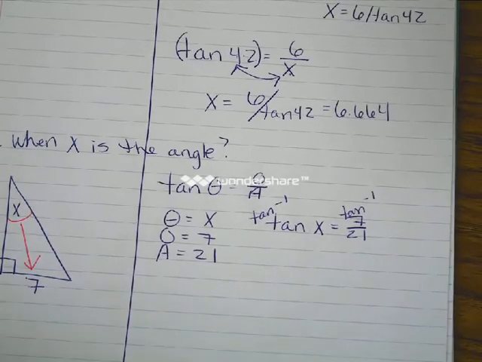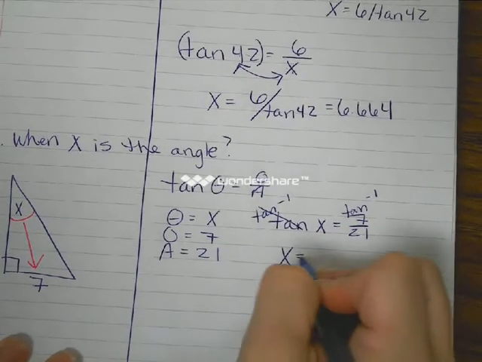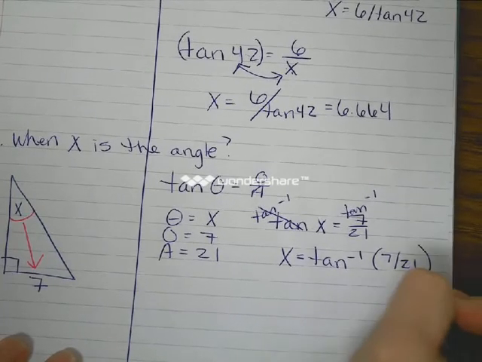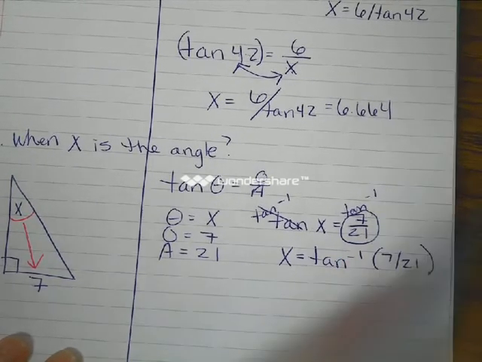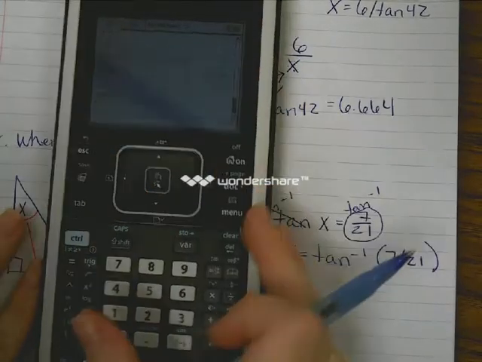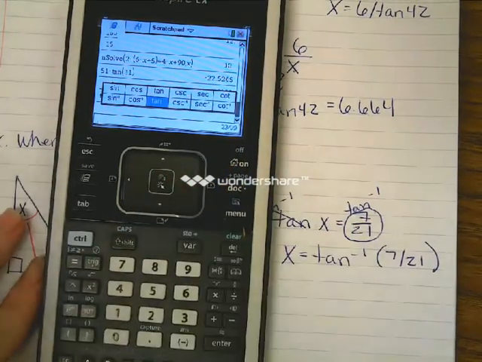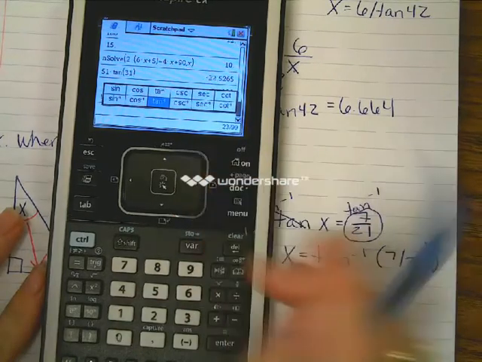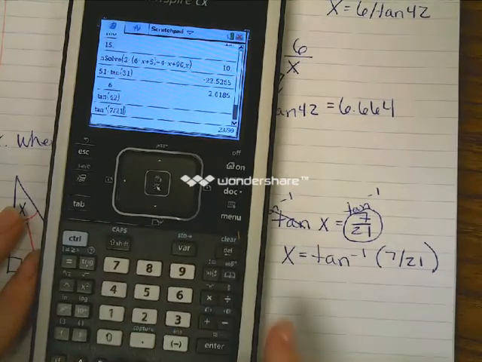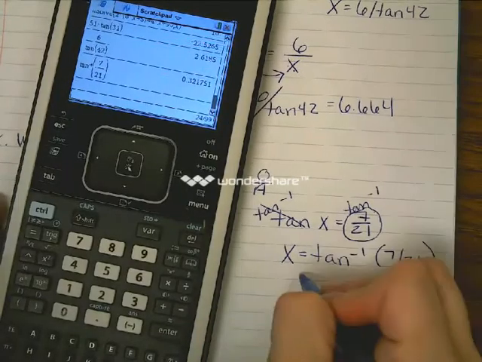So, tangent inverse, and I don't change this. It's still 7 over 21. I'm just taking the tangent inverse of it. Then on the calculator, if you notice, when I hit that trig button, what do you see right underneath the tangent? It says tangent inverse. So you would just hit that and then type in 7 divided by 21. Again, this isn't going to give me the right answer because I need to change the settings, but it should have given me 18.43.